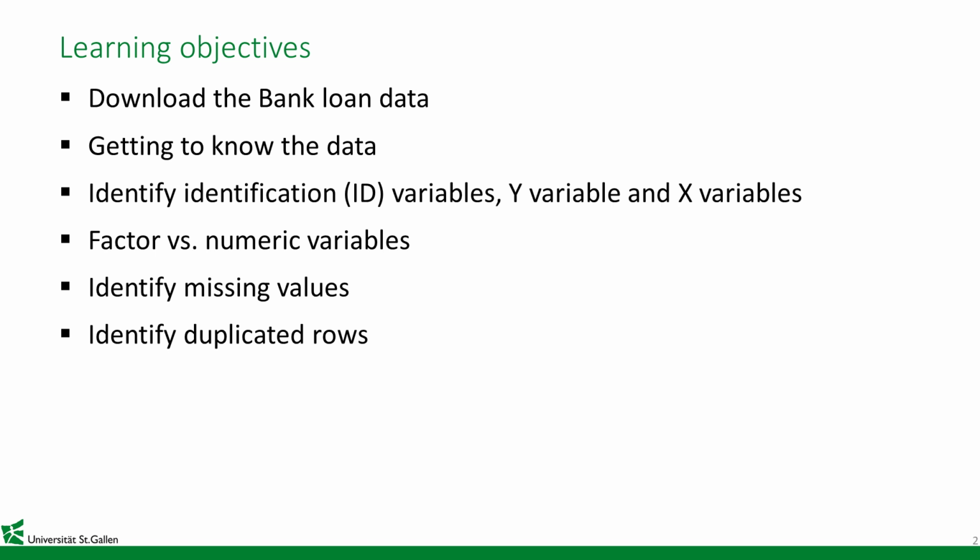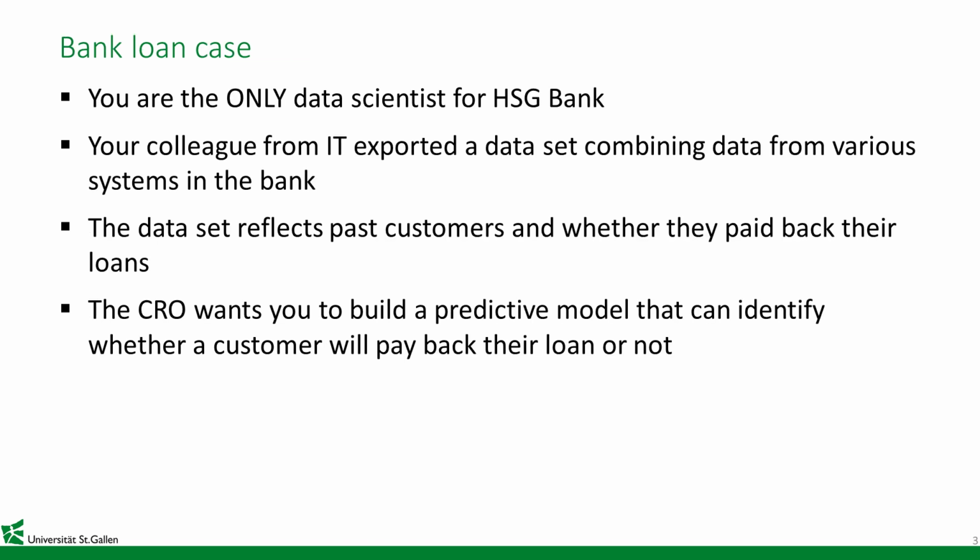We will then continue to identify missing values. This is a huge problem in empirical analysis and has to be dealt with accordingly. Else the whole analysis might give us very misleading results. Afterwards, we will also identify duplicated rows. Let us begin with our bank loan case.